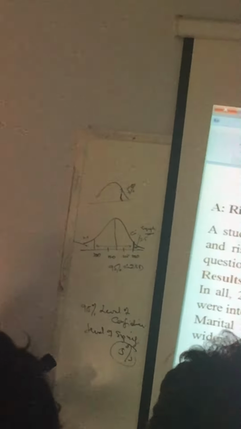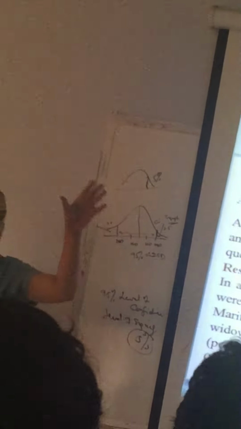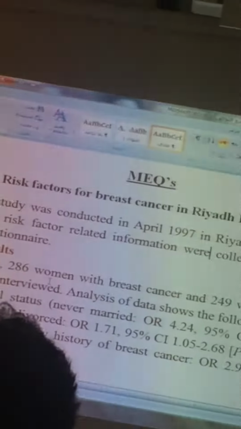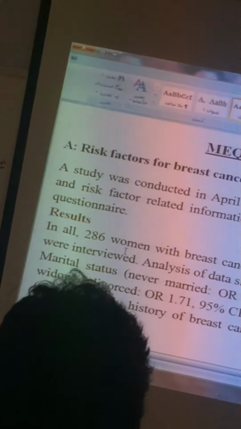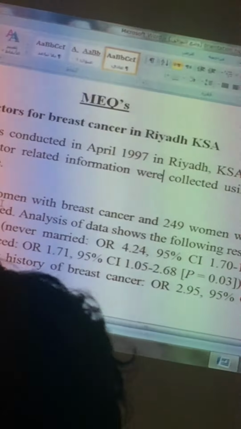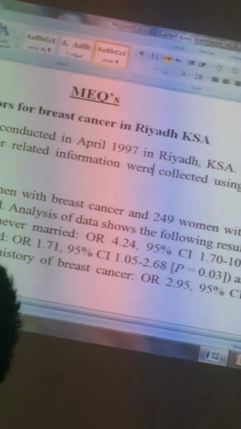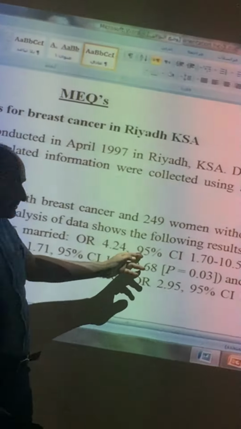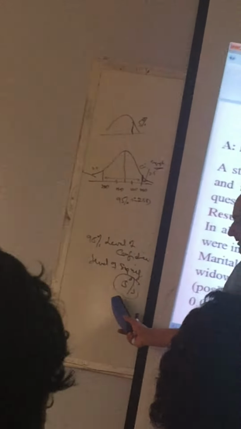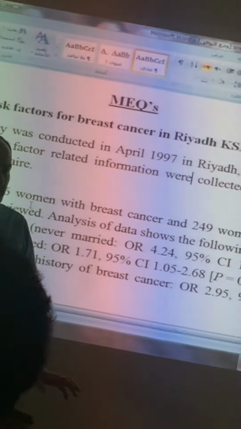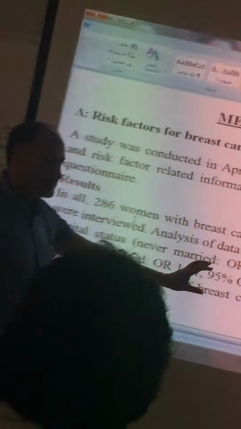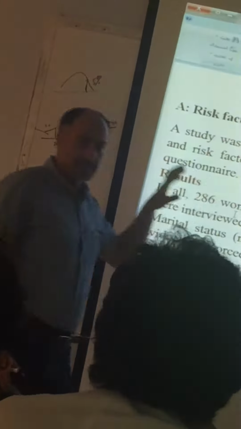So with 95% confidence, how will the question come in the scenario? I will ask you, what is your level of confidence? What is your level of significance? So you should know: my level of confidence is 95%. So what's your level of significance? 5%. That's the error. The error will be 5%. Is that clear? Very, very simple. That's the application part of it.